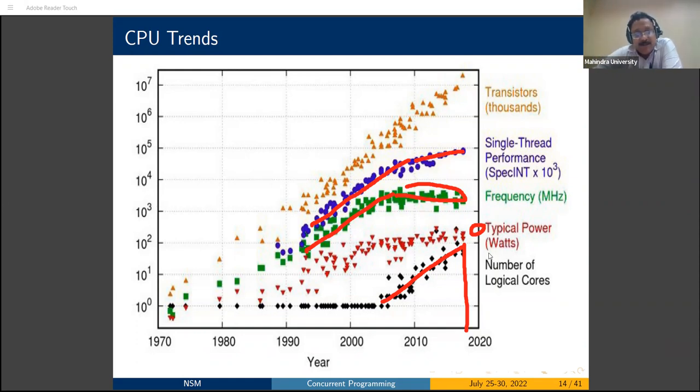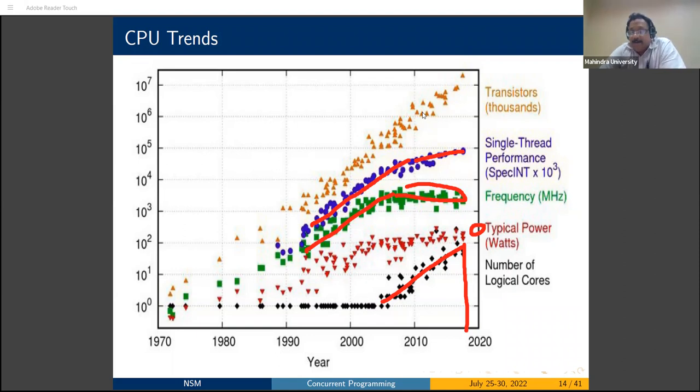Usually, power consumption of a laptop, desktop or server depends upon the frequency. If we increase the frequency, then power consumption also increases. Usually we know the formula: P is directly proportional to half C V square F. Again, voltage is directly proportional to frequency, so power is directly proportional to F cube.